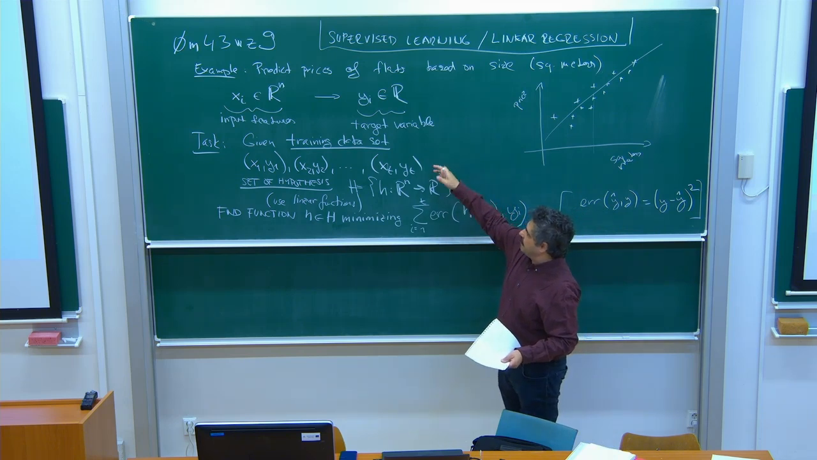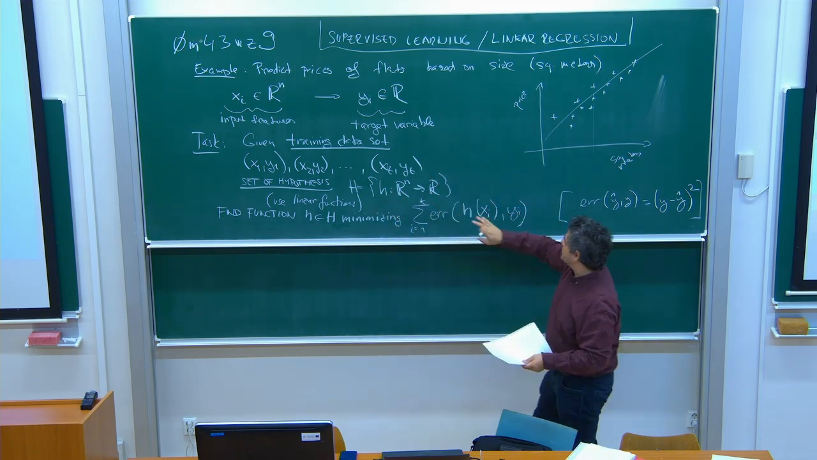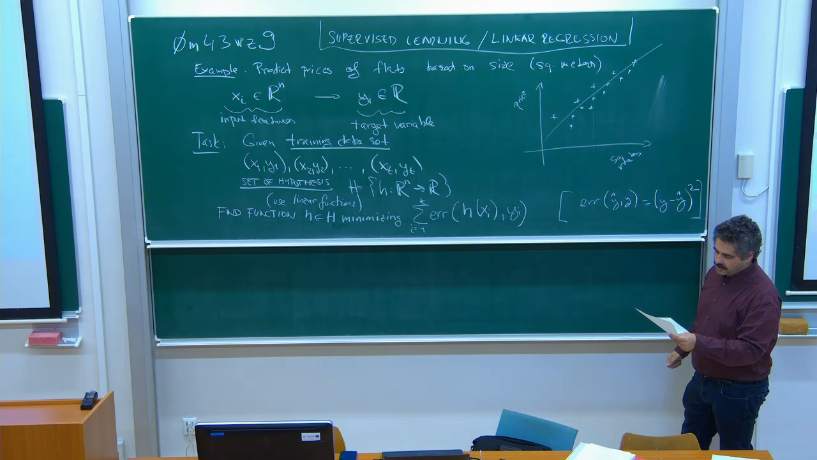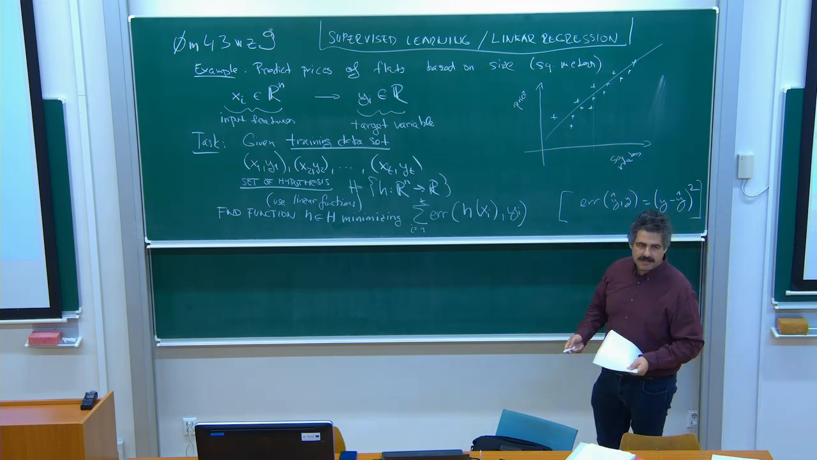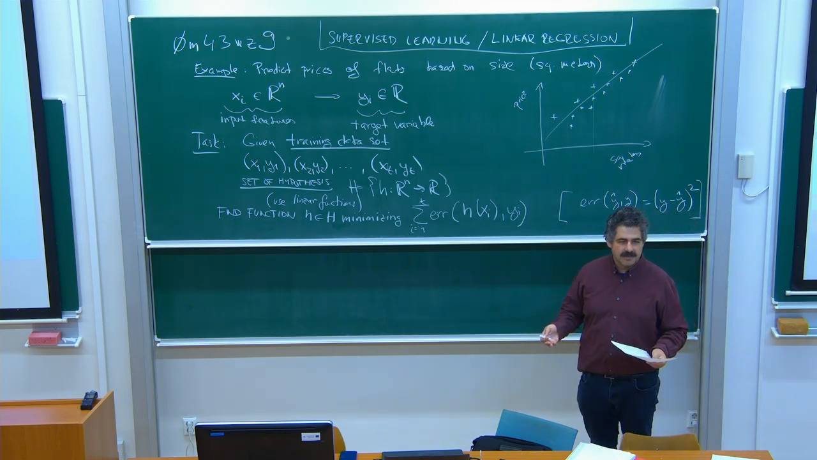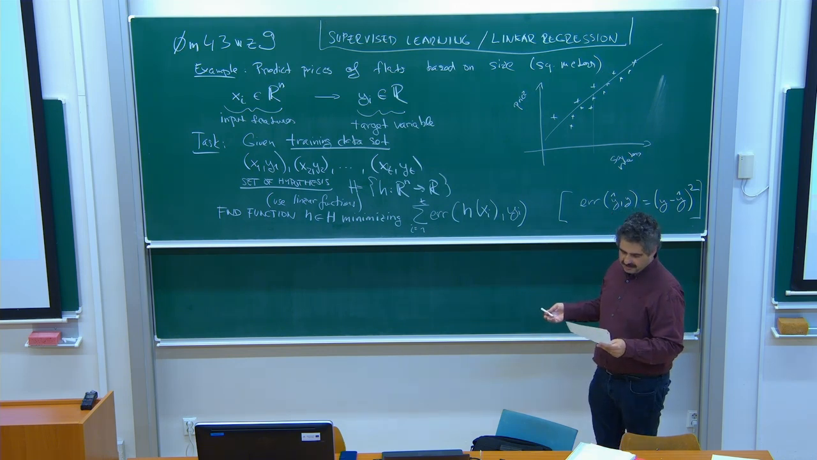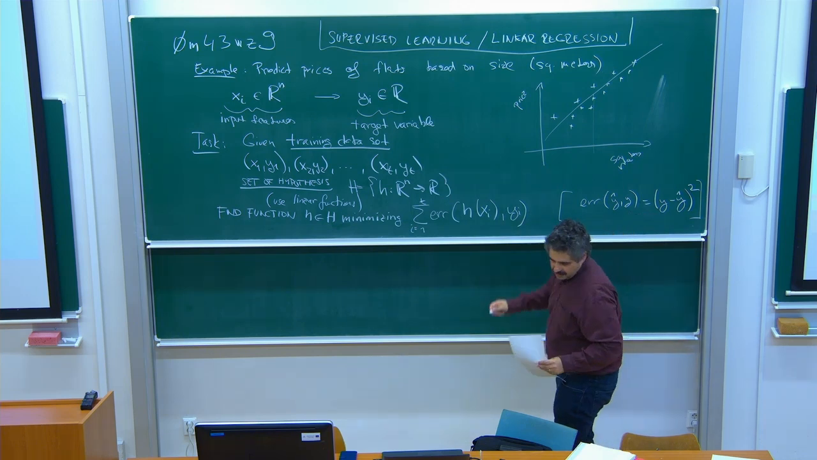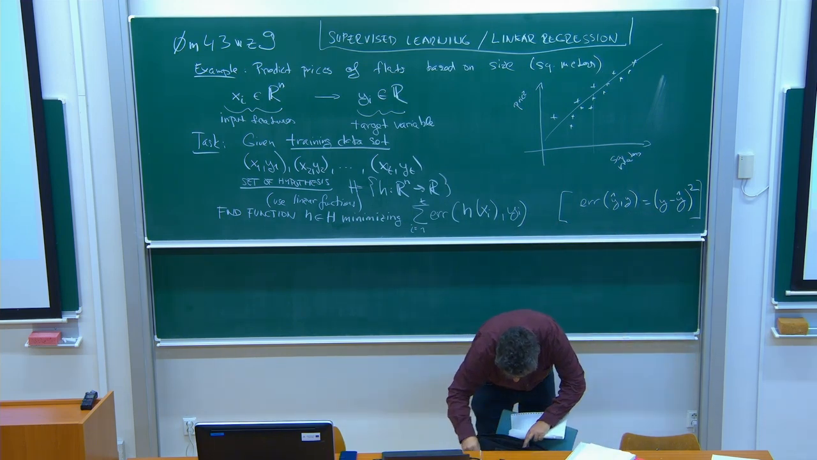So you get training examples. You set your set of hypotheses. In this case, these are linear functions for one attribute. These are just functions. So let me just change the color.